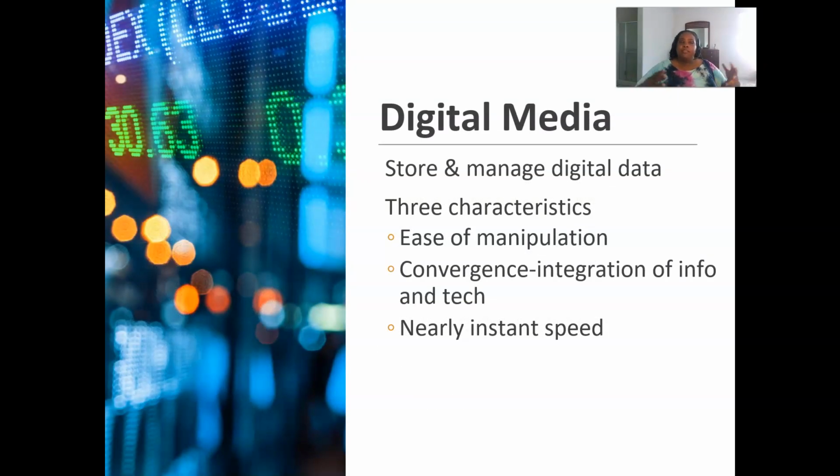So underneath communication media, we have digital media. And there are three characteristics of digital media that make our world possible today. First, it's easy to change and manipulate versus having physical paper or physical objects. We can easily change colors in a picture or we can easily change the words.